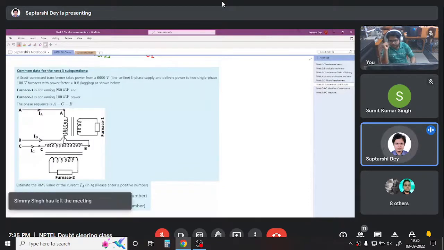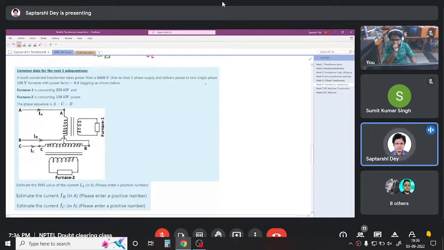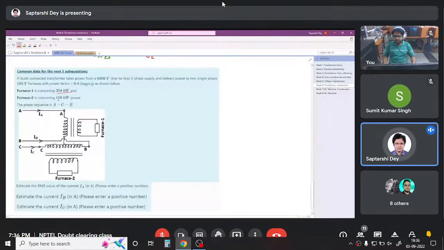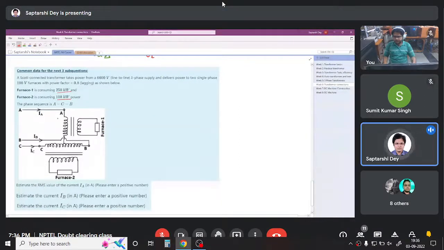It says that a Scott connected transformer takes power from a 6.6 kV 3-phase supply, delivers power to two single-phase 100-volt furnaces. Generally, these Scott connected transformers are used for power supplies in furnaces, which require a large amount of current, with power factor 0.8 lagging, as shown below. Furnace 1 is consuming 250 kilowatt of power. Furnace 2 is consuming 100 kilowatt of power. Phase sequence is A, C, B.